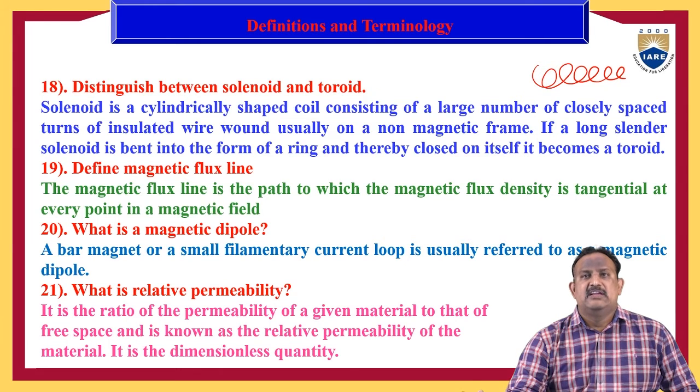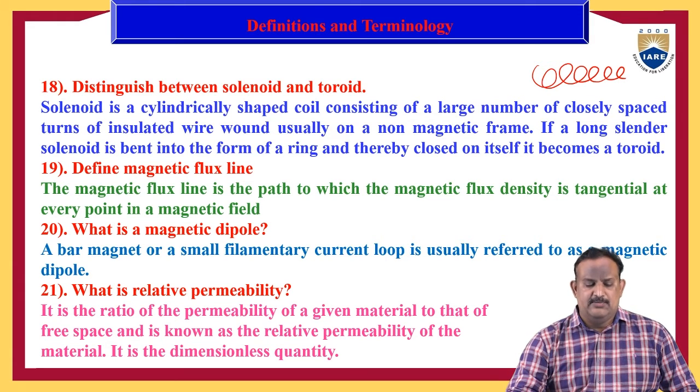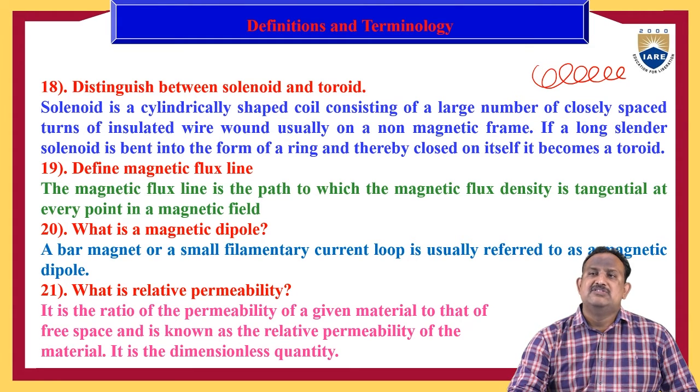Define magnetic flux line. A magnetic flux line is the path to which the magnetic flux density is tangential at every point in a magnetic field. So what is a magnetic dipole? A bar magnet or a small filamentary current loop is usually referred to as a magnetic dipole.